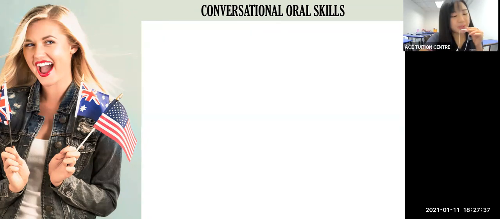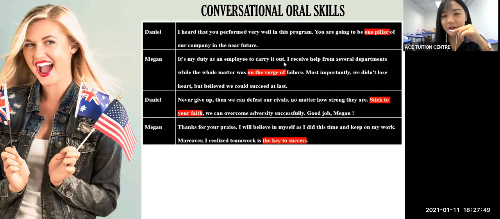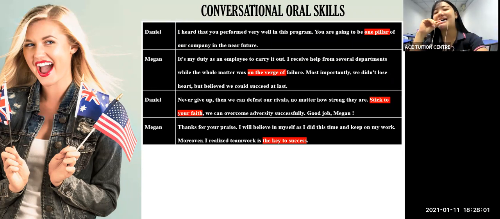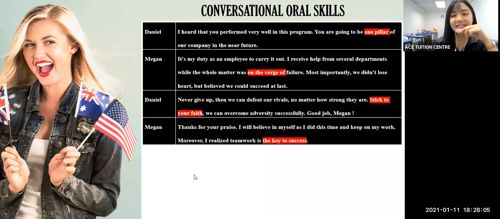Okay, so everyone, for this part, I need all of you to take out your highlighter. I'll let you all have a break later, but not now first. Everyone take out a highlighter and turn to page number 5. Can you please help me highlight all these words first? The whole conversation is between Daniel and Megan. You can read it when you're free, but we are going to learn about the conversational oral skills first. So everyone, please highlight the words: one pillar, on the verge of, stick to your fate, the key to success. Everyone highlight for me. Thank you so much.